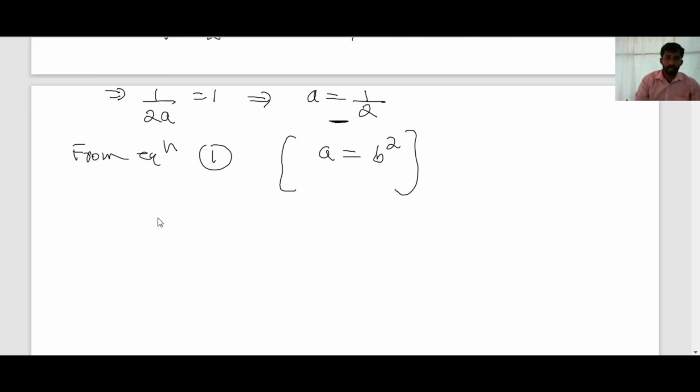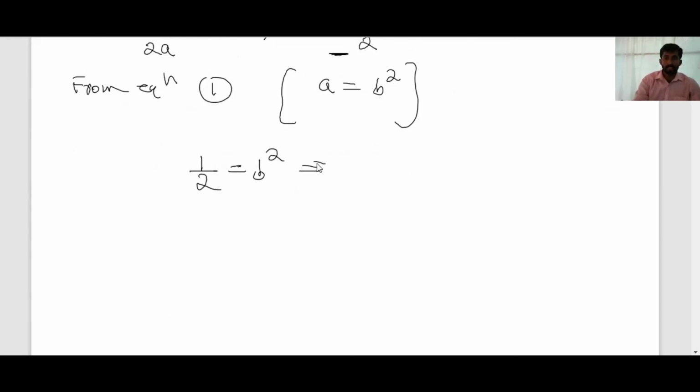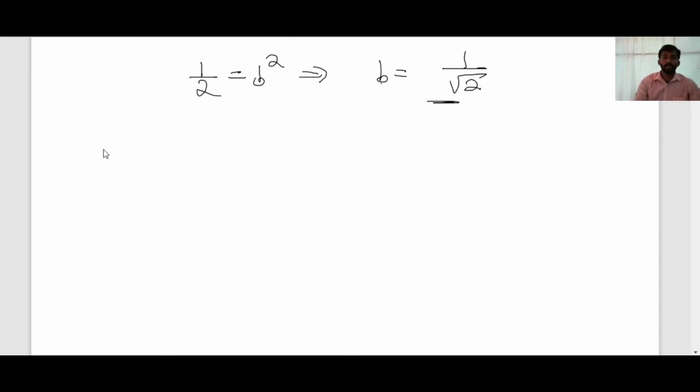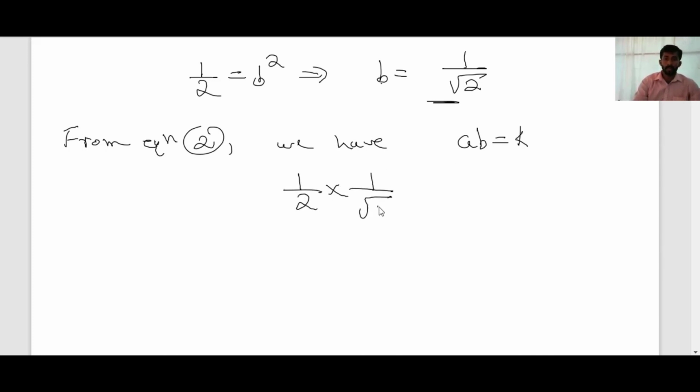Then substitute: 1 by 2 is equal to b square. This implies b is equal to 1 by root 2, taking the positive root. Actually you will get plus or minus, but I am taking only the positive root here. Now we have the a and b values: a is 1 by 2 and b is 1 by root 2. From equation 2, we have ab is equal to k. The a value is 1 by 2 into 1 by root 2 is equal to k.